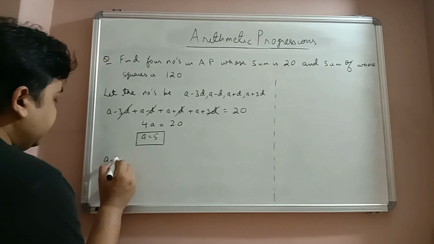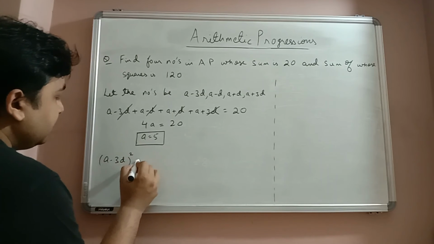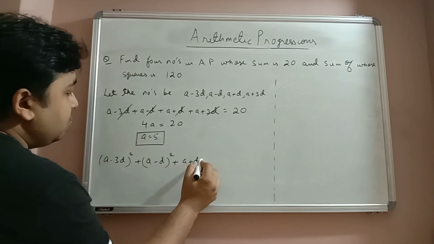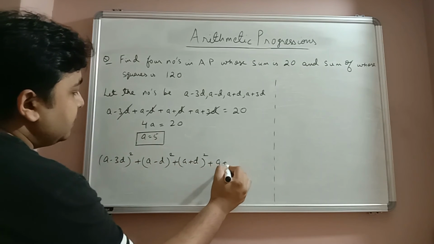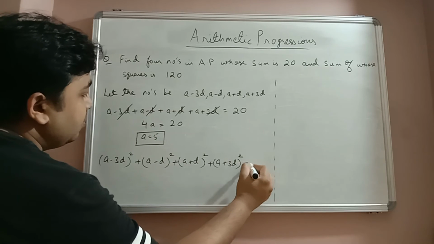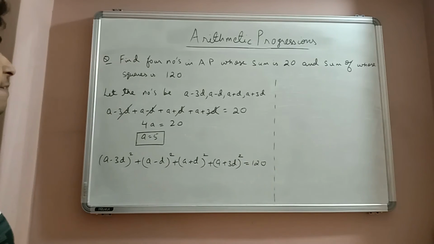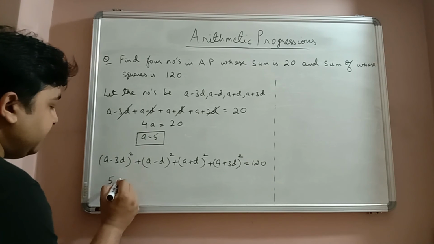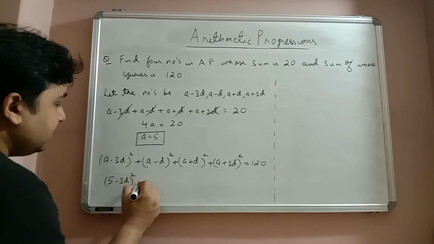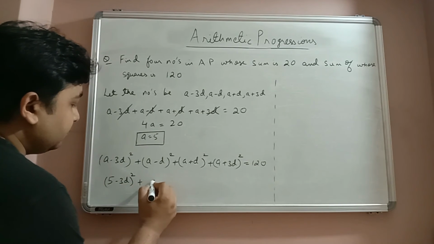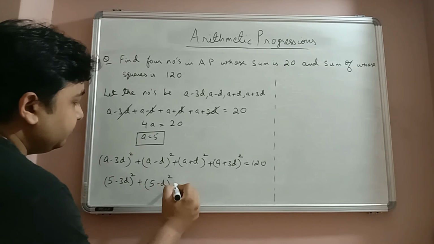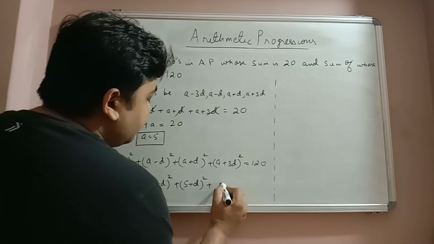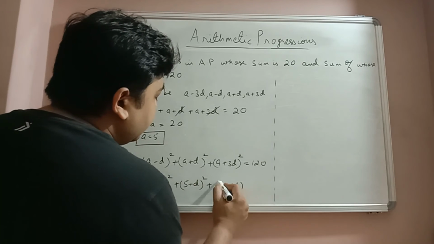The equation will be (a minus 3d) whole square plus (a minus d) whole square plus (a plus d) whole square plus (a plus 3d) whole square equals 120. Now let us put the value of a in this equation. So a is 5, so this becomes (5 minus 3d) whole square plus (5 minus d) whole square plus (5 plus d) whole square plus (5 plus 3d) whole square.